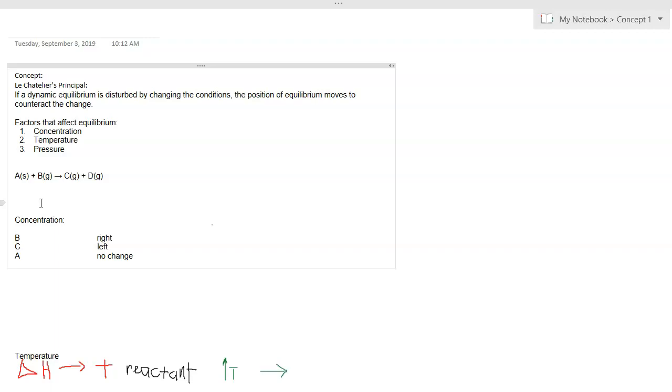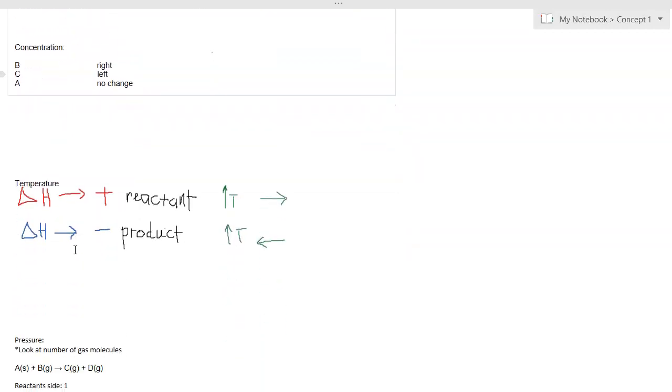However, if you add more solid, which is A, it will not affect the concentration. Only gases affect the position of equilibrium, because the concentration of solids are usually constant. Right. Let's look at the next factor, temperature.